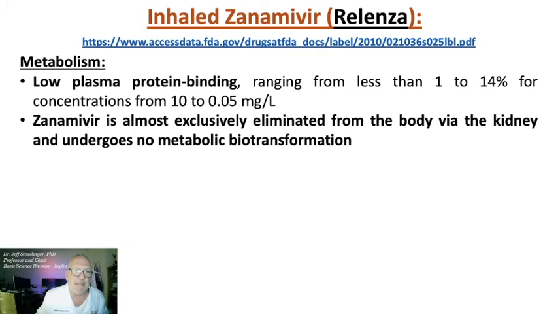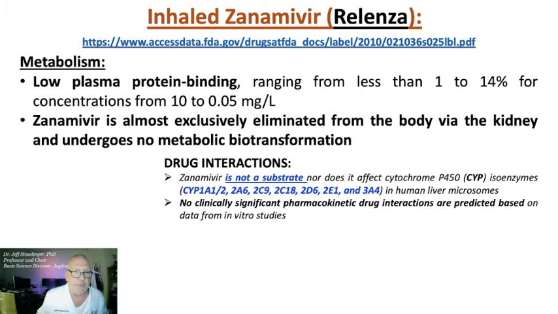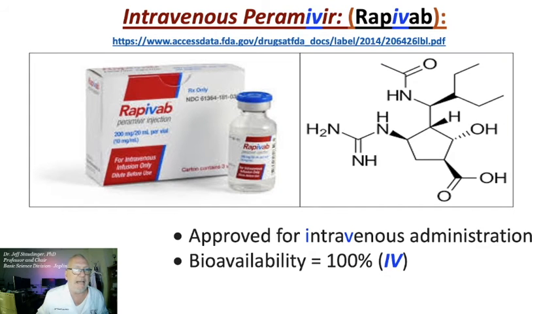Zanamivir is exclusively eliminated from the body via the kidney and undergoes no metabolic biotransformation. This drug is not a substrate for cytochrome P450 enzymes. The third drug in this class is intravenous Peramivir. Bioavailability of this drug is 100%.